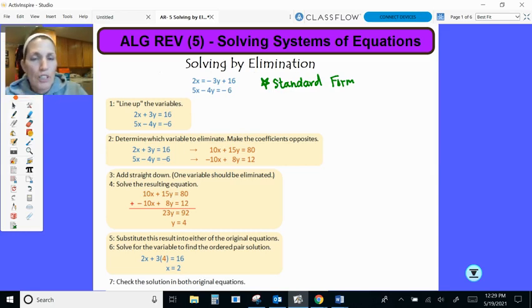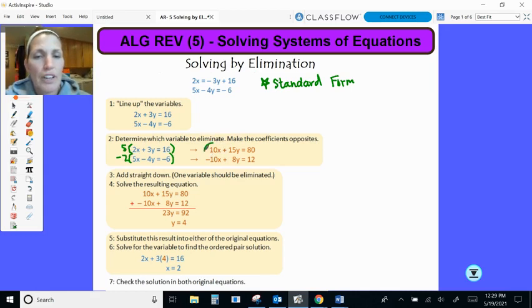So determine which variable to eliminate. This is the trickiest part. Do I want to eliminate the y, or the x variable with the 5 and 2? In this case, they picked the x variable, and I'm going to multiply all of this by 5 to get it to be 10. So I want to think about the lowest number I can multiply to get them to be the same number, but we want them to be opposites so that when we add them together, they'll be 0. So I'm going to multiply this one by -2 because that's going to give me a -10.